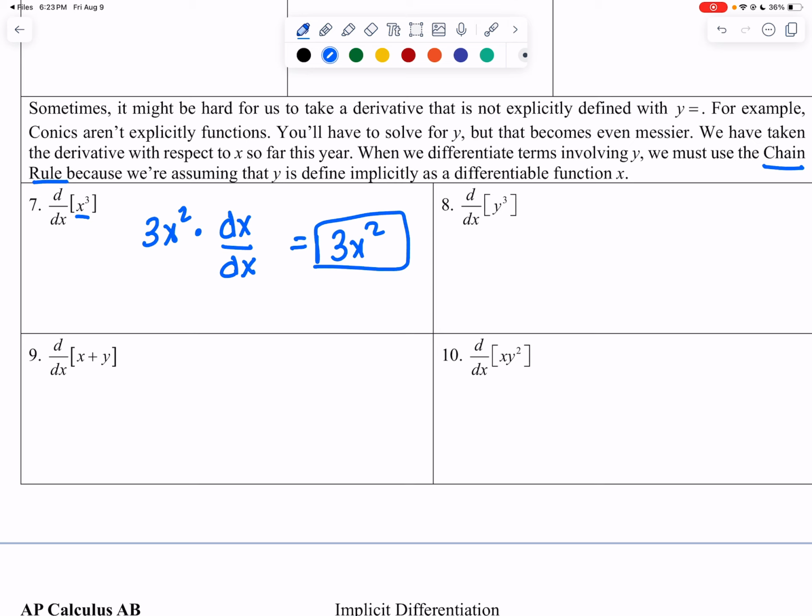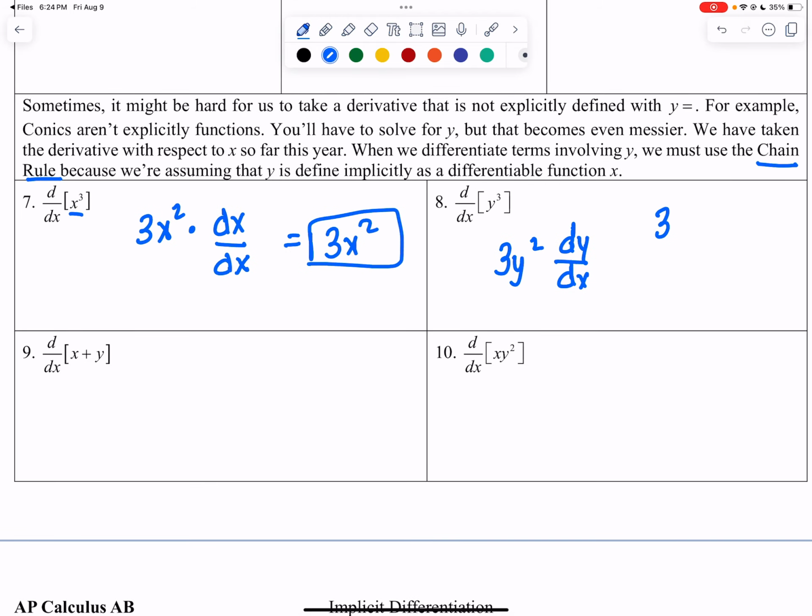Number 8, though, notice how here we have y to the third power. So I'm going to use regular power rule. That's going to be 3y to the second power. But then, because I have this y right here, I'm going to use chain rule. But if I use chain rule, I'm going to have the derivative of y with respect to x. So that's how we get dy dx, or y prime.